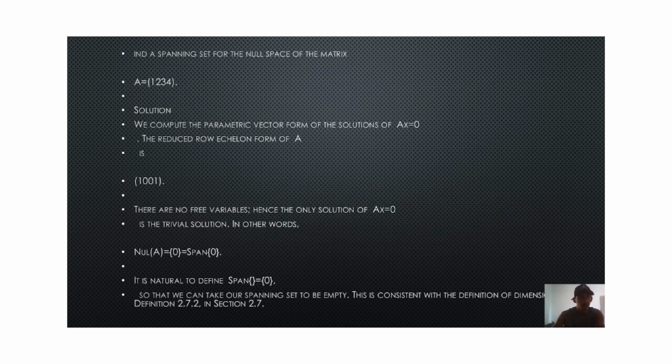Null space is equal to span. This is very important. This is a natural definition of span. Null space, where Ax is equal to 0, with A is equal to 1, 2, 3. Solution: we compute the parametric vector form of Ax is equal to 0. Okay, you have to just study about it.